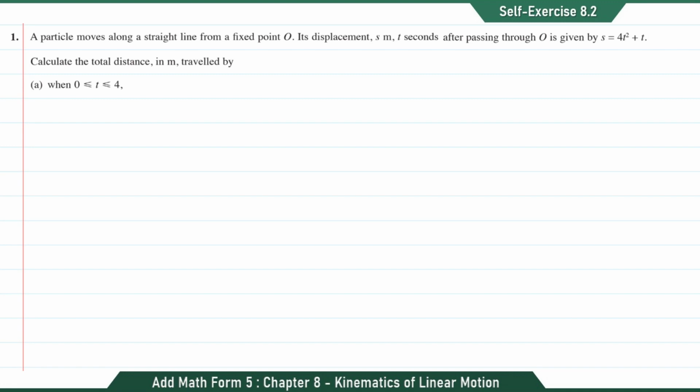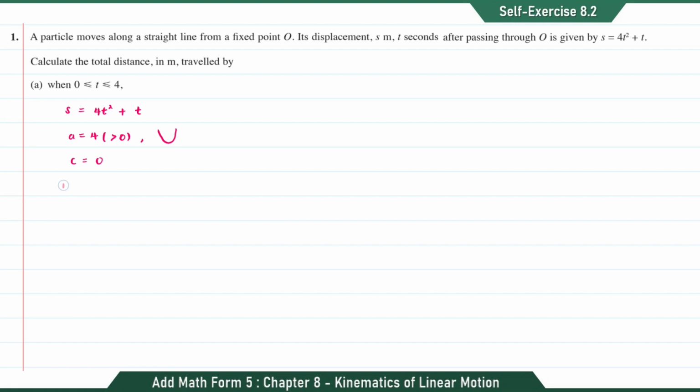To find the total distance, we can either use the method of drawing a number line or sketching a displacement function graph. Here I'm going to use the graph method to understand the movement of this particle to find its total distance. This displacement function is a quadratic with a equal to 4, which is greater than 0. Then the shape of the graph will be a smile. And c is equal to 0, which means this quadratic graph passes through the origin.